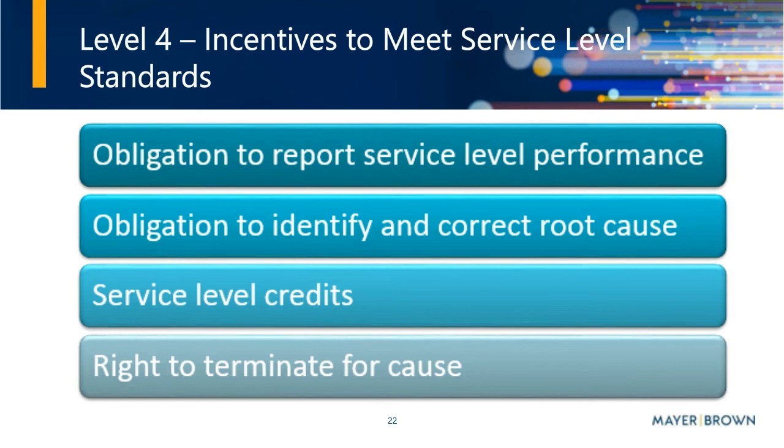Thanks, Brad. So service level credits are typically what we think of when we think of incentives for supplier to provide high quality services. But there are actually quite a few other contractual obligations related to service levels that also help to align suppliers' incentives with those of the customer. In addition to service level credits, an obligation to report on service level performance on a regular basis, an obligation to identify and correct root causes for any failures, and a bright line right to terminate the contract for cause based on service level failures can all help incentivize suppliers to meet the service level standards.